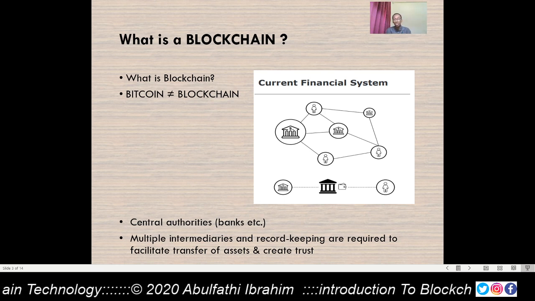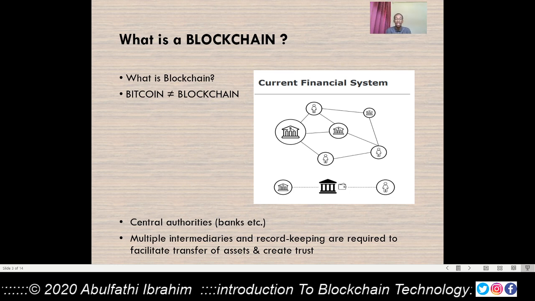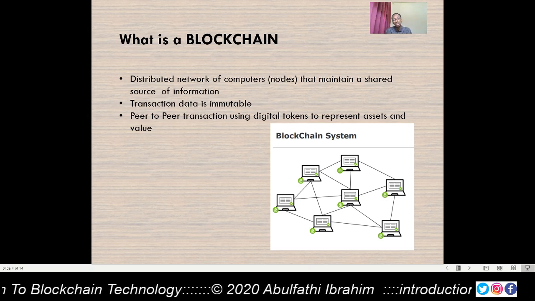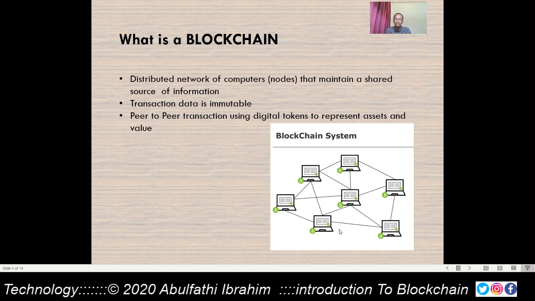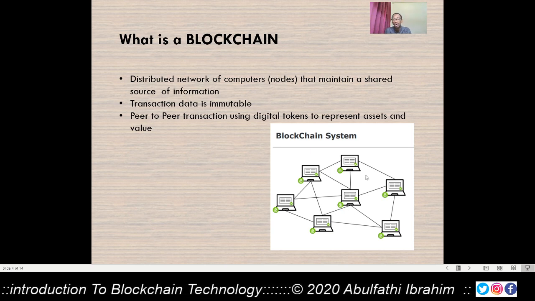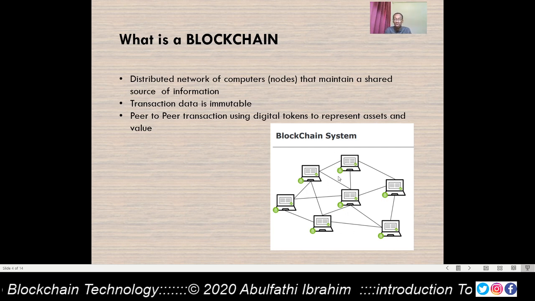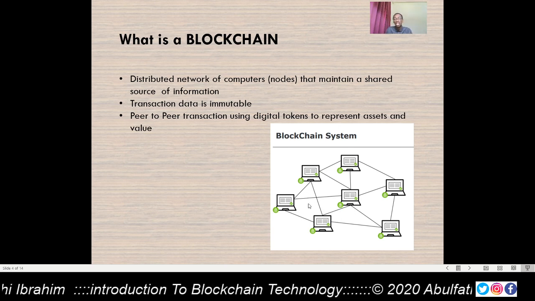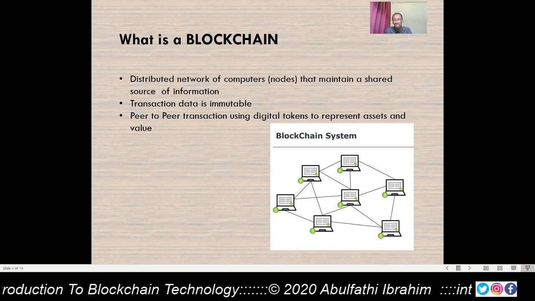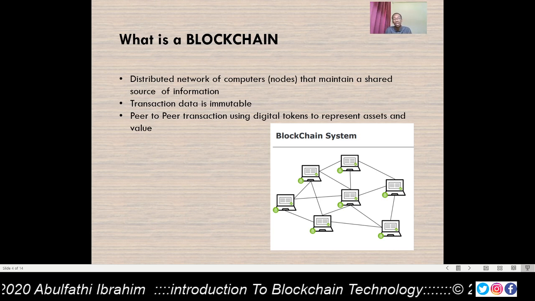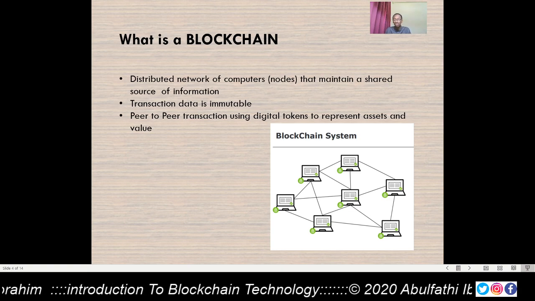For example, when you need to transfer money with blockchain technology, there is no need for a third party or any intermediary. You just transfer your money. Let us look at the blockchain system. The blockchain is a distributed ledger technology, a shared source of information. It means that when you have information here, it will be replicated to the whole network. It will be very difficult for someone to change the data or add something without consensus in the network. That's the reason they say it's peer-to-peer transaction using digital tokens to represent assets and value.